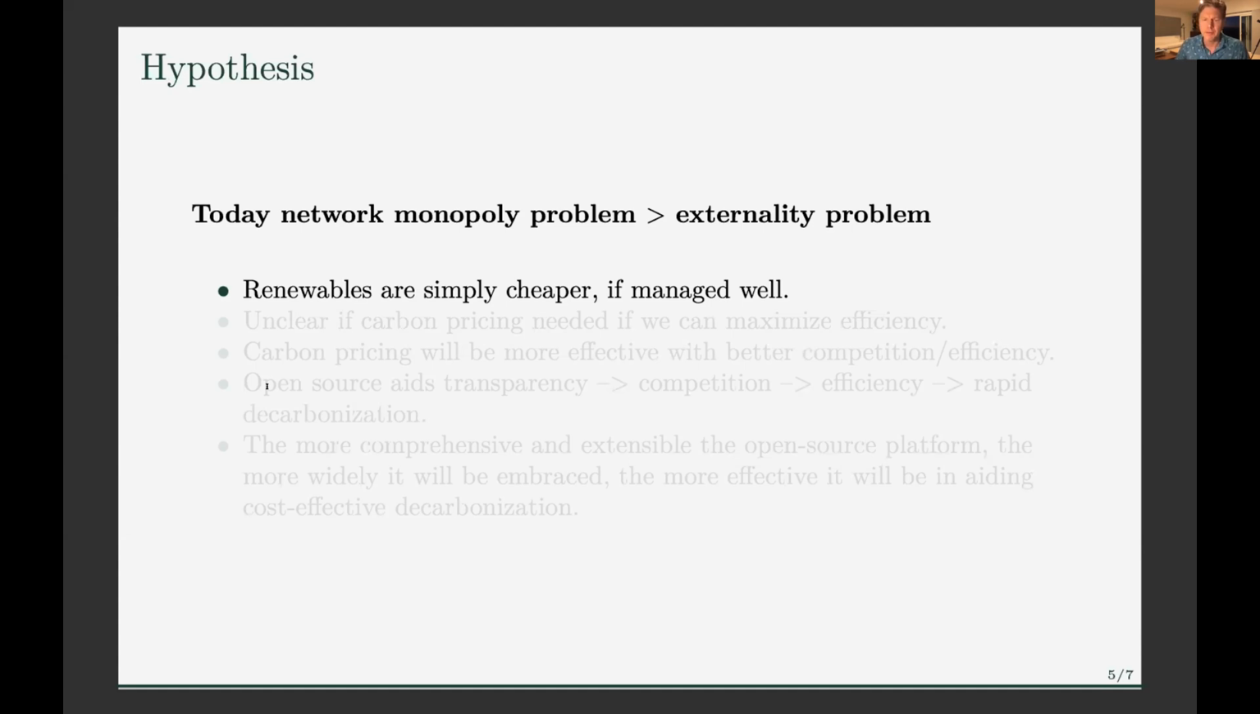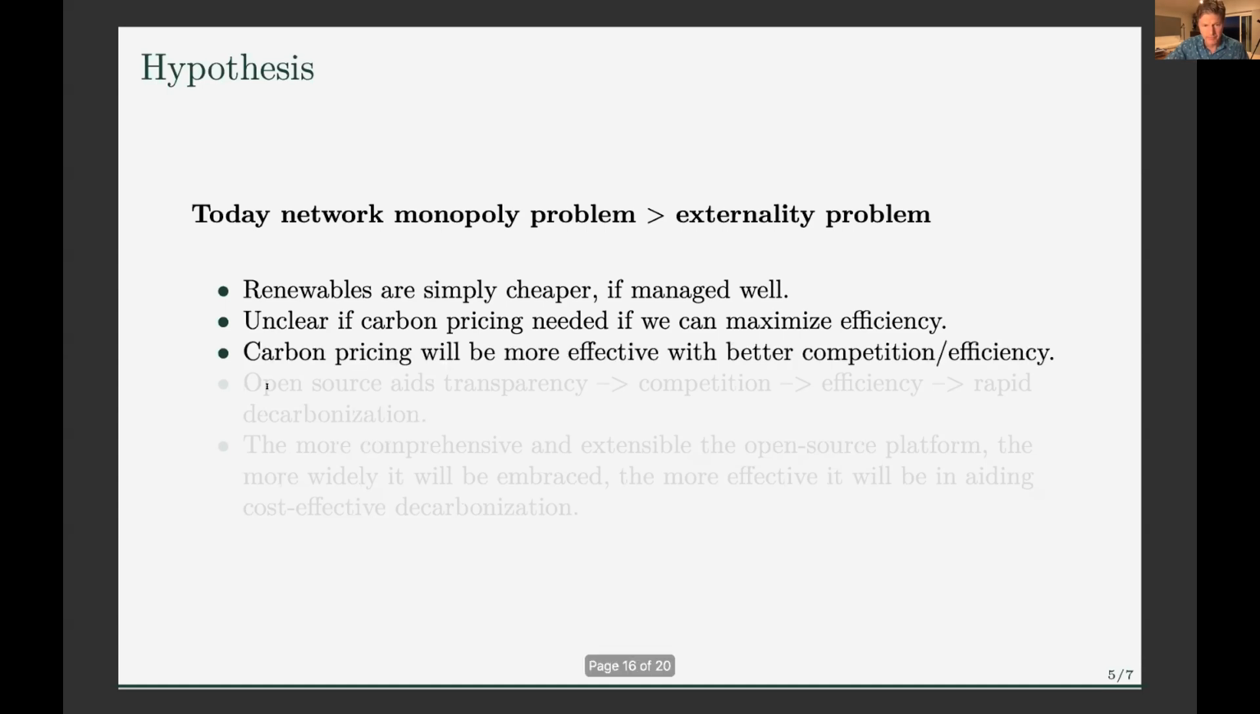So this network monopoly problem, I believe, is more important than our externality problem, because renewables are simply cheaper if they're managed well. Unclear if carbon pricing is really even needed, and if we can really maximize efficiency and or even improve it a lot. Carbon pricing, if you want to go ahead and price the externalities, is going to be far, far more effective if you can have a system that's more efficient. It's not going to be very effective all by itself.